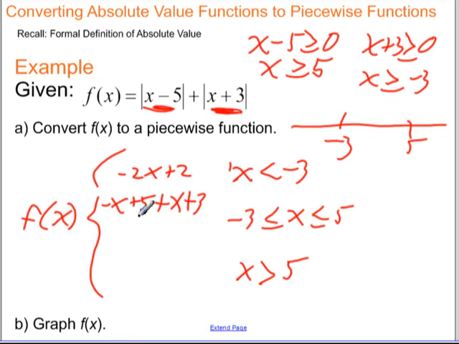Now watch what happens when I simplify this. -x plus x cancels out, and I just get 8. I actually get a constant. So no matter what happens, if you plug in a number between -3 and 5, you get 8. If you don't believe it, try it.